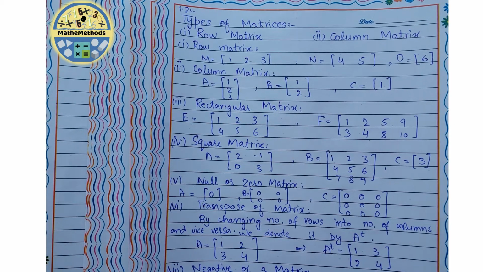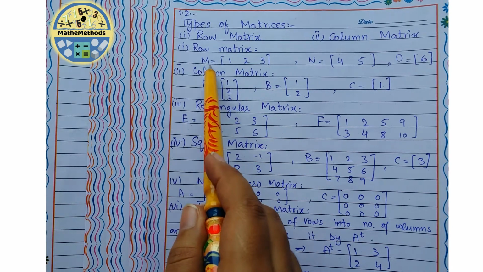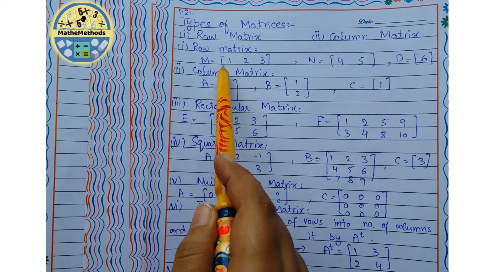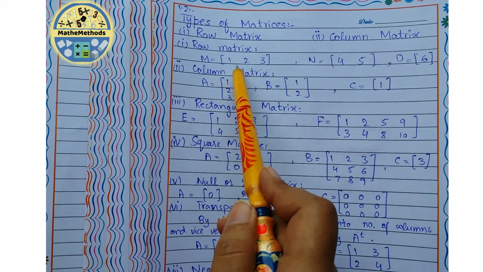Let's start our topic 1.2, which is types of matrices. We have different types of matrices. There are 12 different types of matrices. The first one is row matrix. For example, M is equal to [1, 2, 3]. We call it a row matrix because it has only one row. Any matrix which has only one row is called a row matrix.